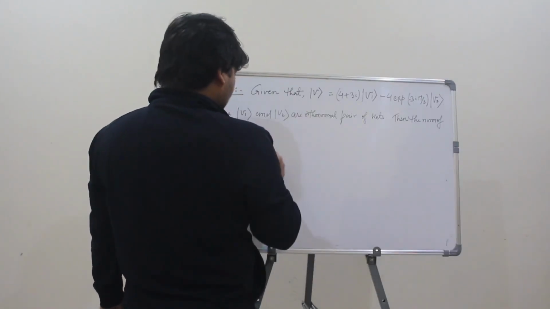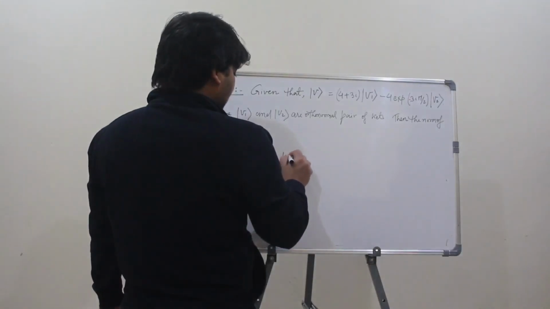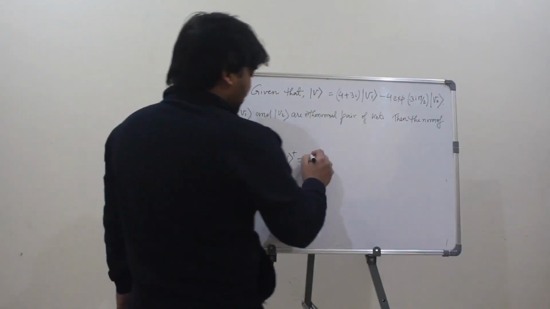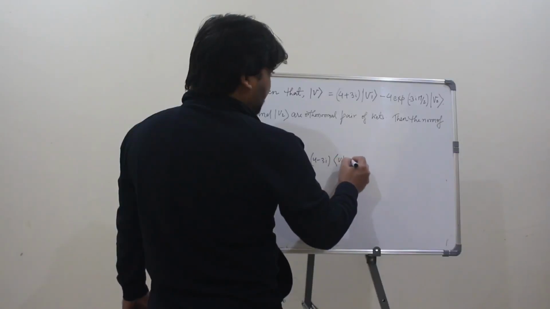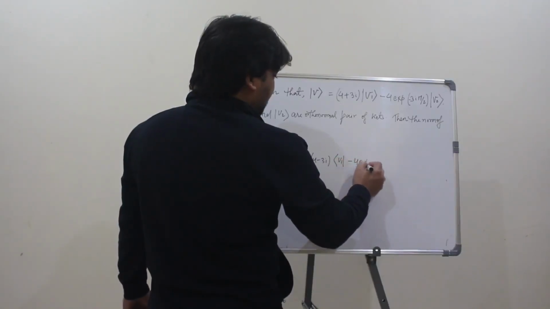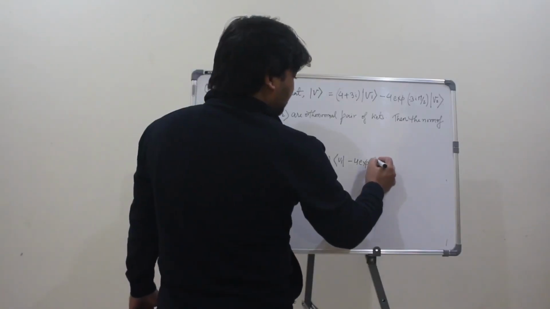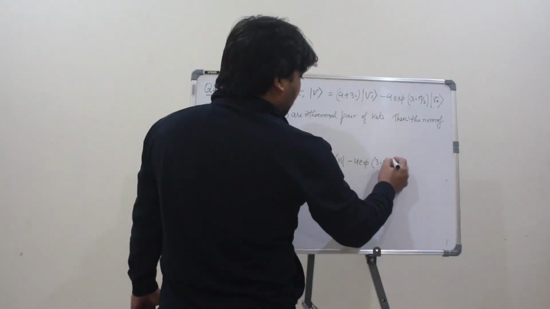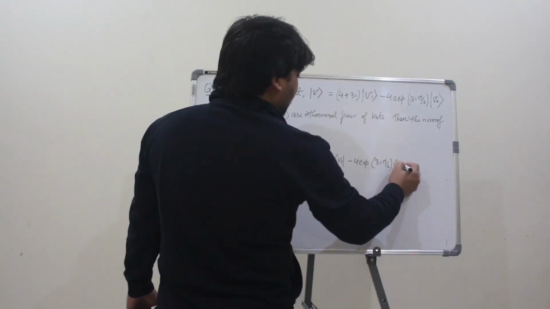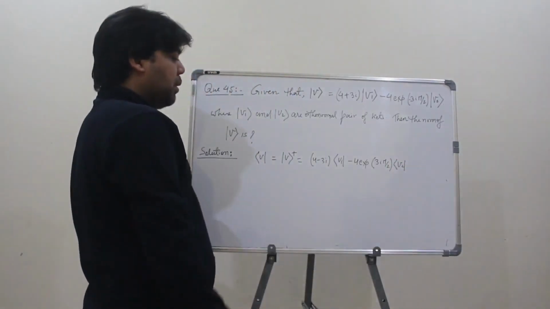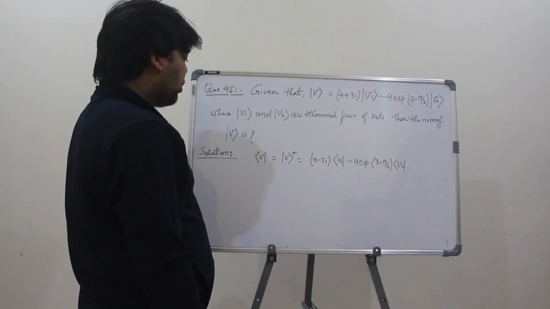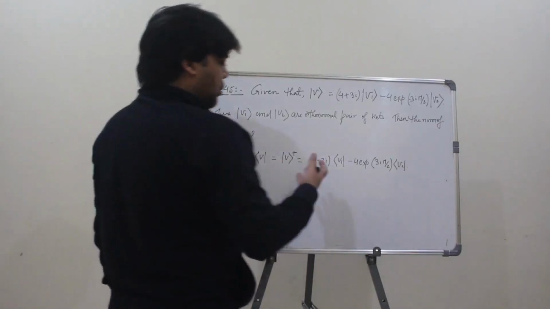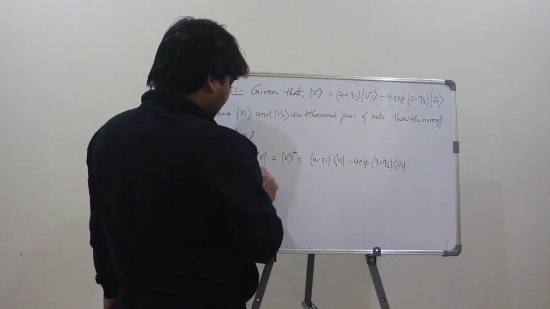So let us calculate the ket. Now v will be 4 minus 3i v1 minus 4 exponential of 3i pi by 2 v2. Right? Now to solve it, you have this ket now, and the bra now. Now take the inner product.